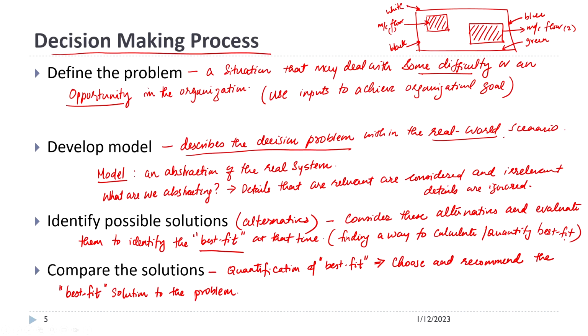In the previous step, you are finding a way, coming up with equations or whatever it is, to quantify the best fit. In this case, you do the quantification process, and from then you make the choice and recommendation for the best fit solution to that particular problem. Okay. Hopefully, this also makes sense to you.